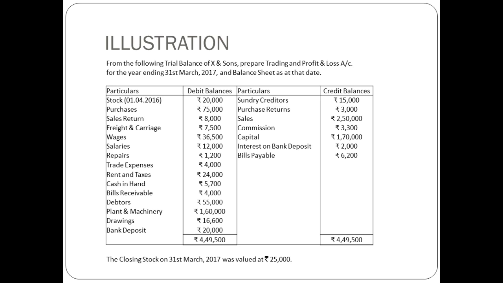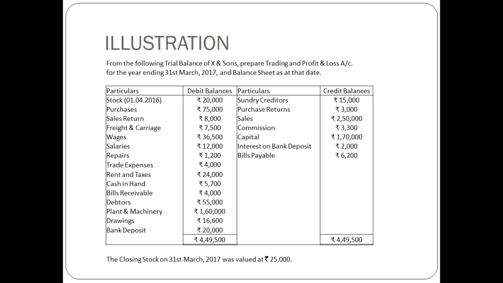On the right hand side, that is the credit side, we have sundry creditors rupees 15,000, purchase returns rupees 3,000, sales rupees 2,50,000, commission rupees 3,300, capital rupees 1,70,000, interest on bank deposit rupees 2,000, bills payable rupees 6,200. Both sides have a total of 4,49,500. Finally, at the bottom, we find the closing stock on 31st March 2017 was valued at rupees 25,000.